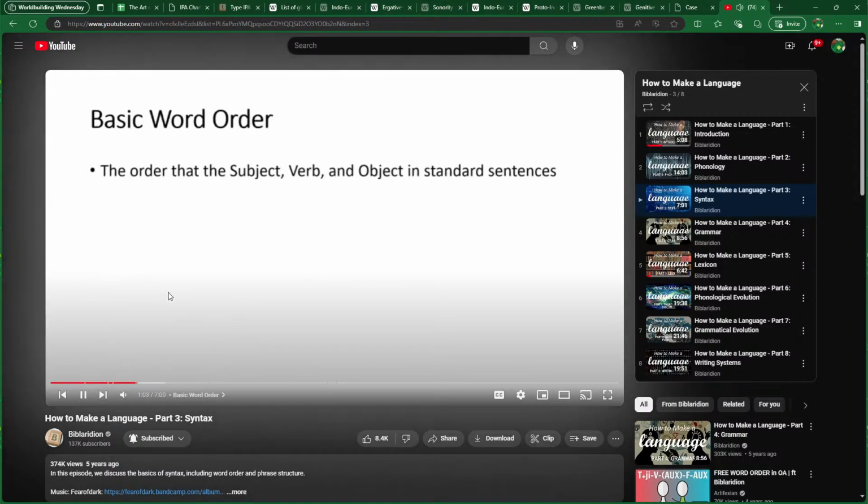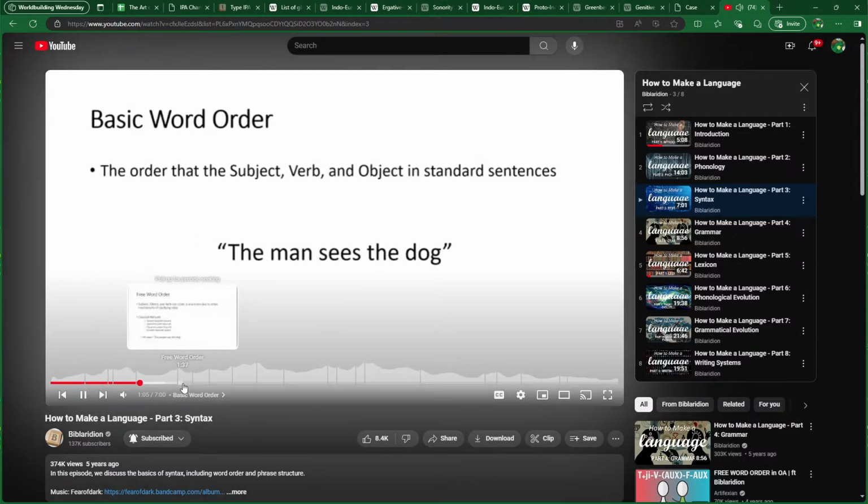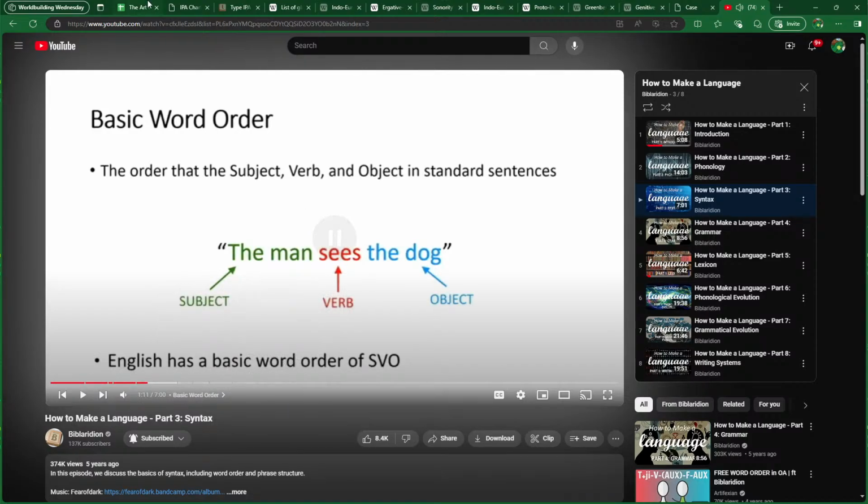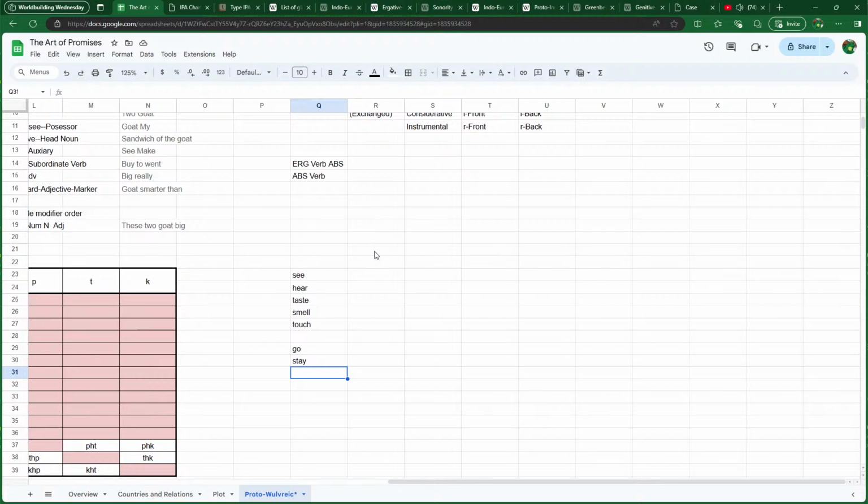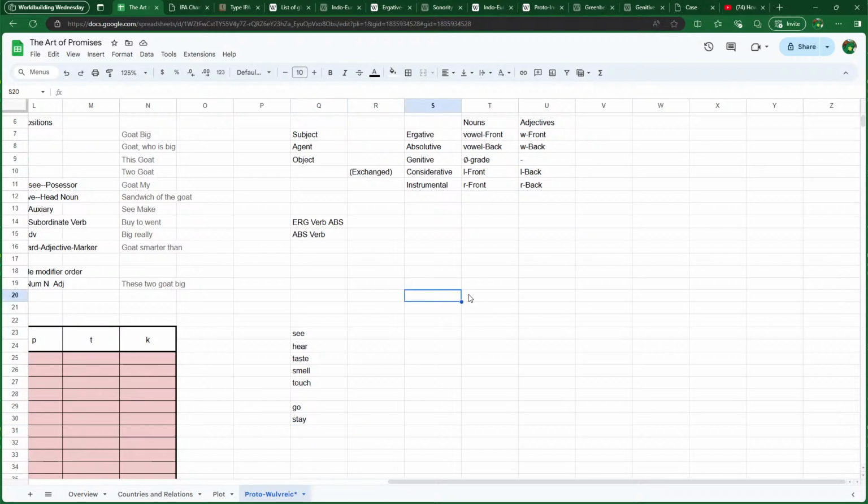Basic word order. Any sentence will consist of 3 primary roles: the subject, the verb, and the object. All known now. Alright, so we are going to basically start from scratch. Instead of going out and making a huge list of stuff, we're just going to write a whole bunch of sample sentences. So, the person sees the animal.